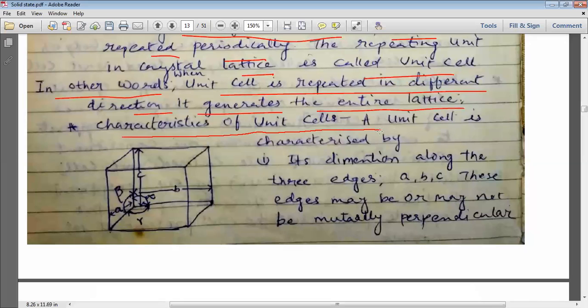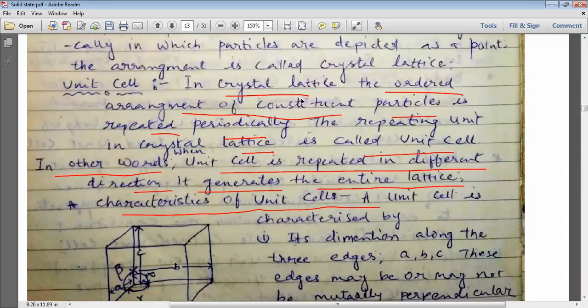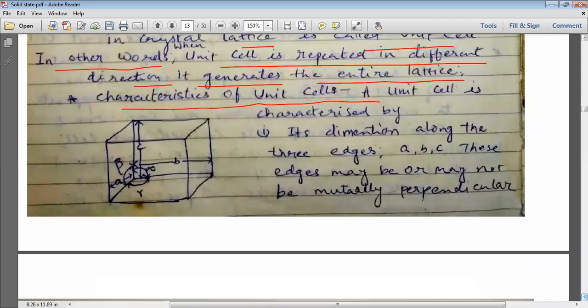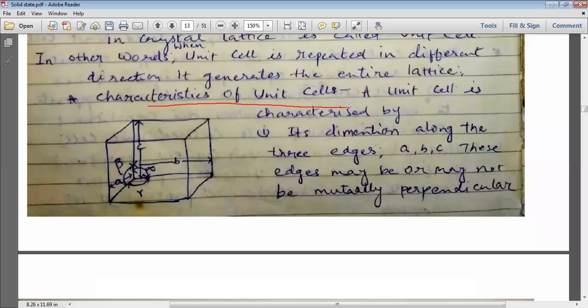Characteristics of the unit cell. Please remember that this unit cell is periodically repeated throughout the crystal, in each and every part of the crystal, and by repeating this unit cell we actually generate the crystal lattice. Let us understand the characteristics of the unit cell.